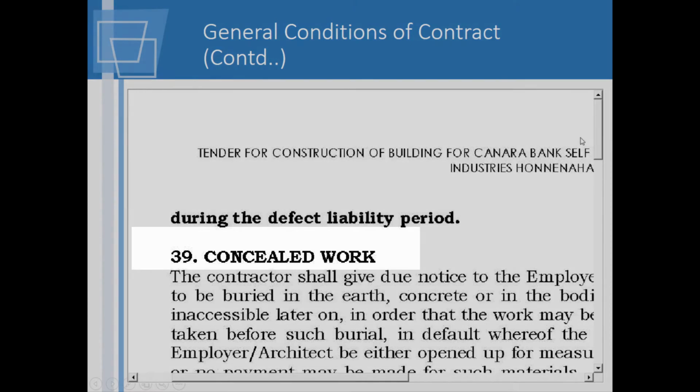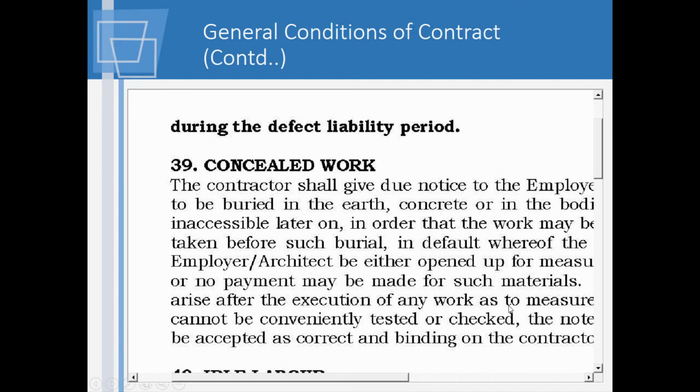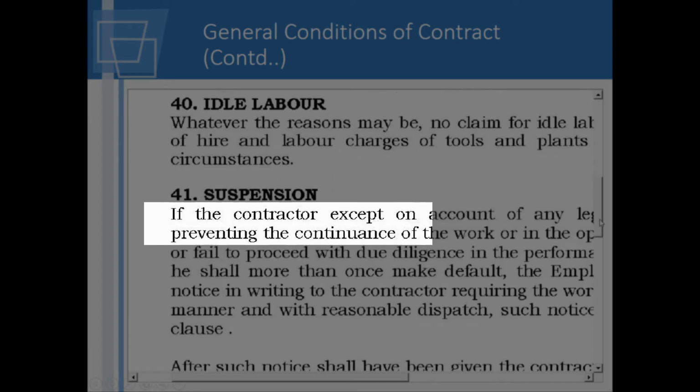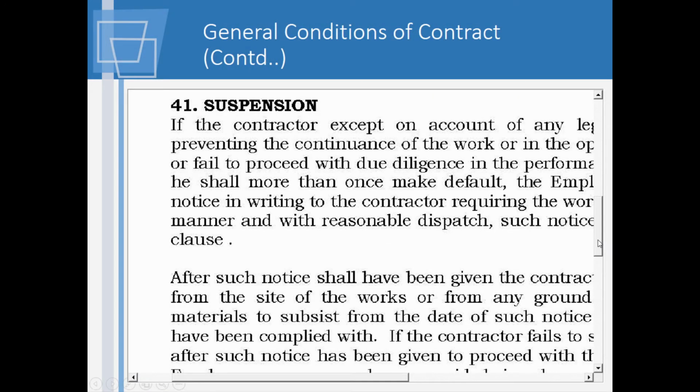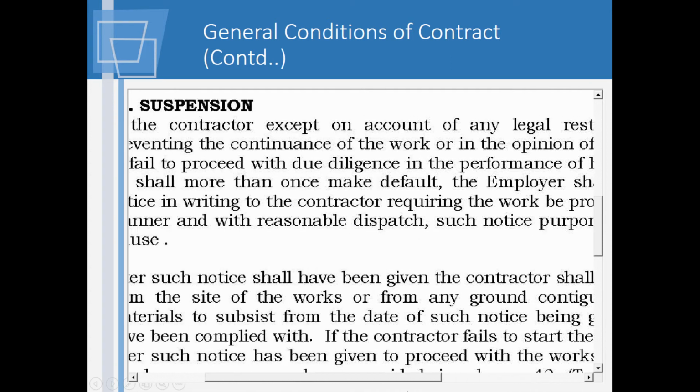So we were talking about concealed work. I think it was told in the quantity survey class. The concealed work will have more weightage than other work, because the moment you finish the work, you are going to close it. So we'll have to measure it then and there. And here again they are saying idle labor will not be paid. In case you get labor and they are not working, even if it's the owner's mistake, it will not be paid. And suspension, this is the suspension of some work by the employer.